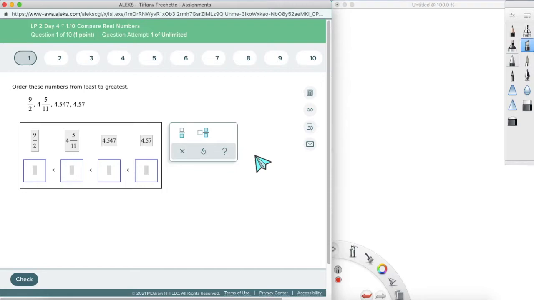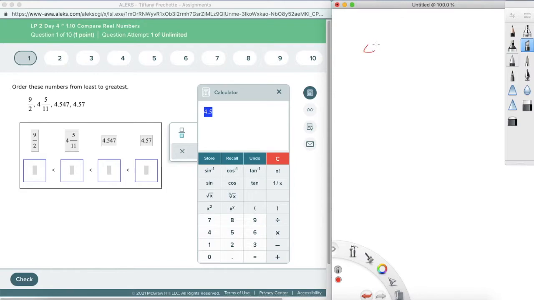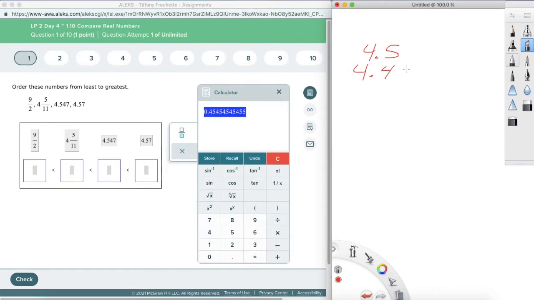Okay, so let's go ahead and get started here. This one says order these numbers from least to greatest. And they gave us a calculator on purpose so that we can kind of quickly convert these to decimals. I would always do that. That's so much easier to look at if you go 9 divided by 2, so I have 4.5. And then with the second one, I know it's a whole number 4, but I need to know what is 5/11. So 5 divided by 11. And I'll explain why I'm doing this here in just a moment.